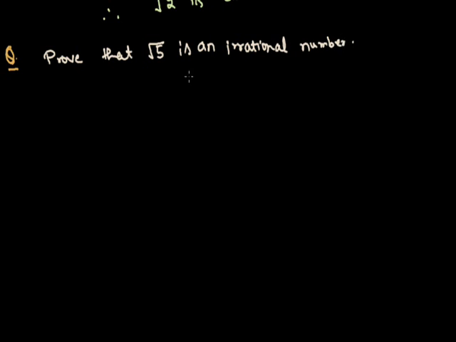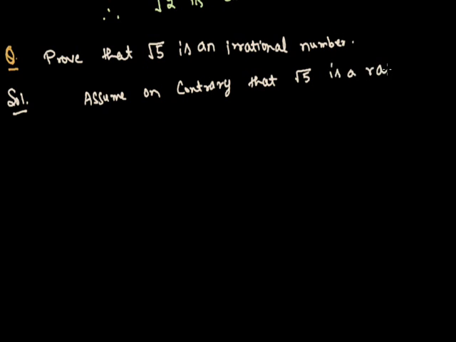Let's take root 5. We have to prove that root 5 is an irrational number. Now again assume on the contrary that root 5 is a rational number.